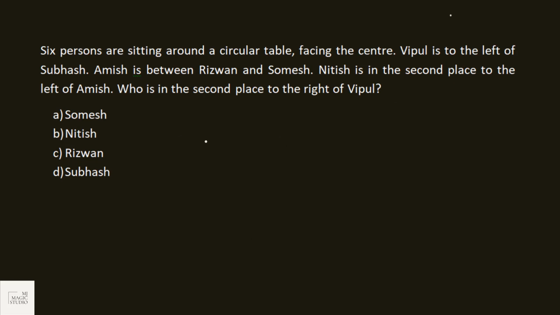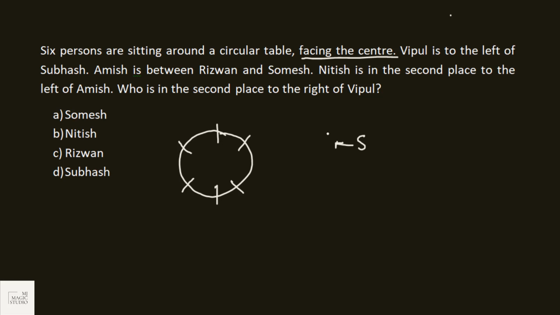Okay, one more from the circular table arrangement. 6 persons are sitting around a circular table facing the center again. And we know the rule for facing the center. It should be just, okay, 1, 2, 3, 4, 5, 6. Done. Vipul is to the left of Shubhash.